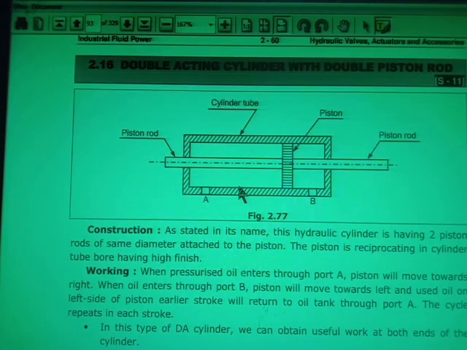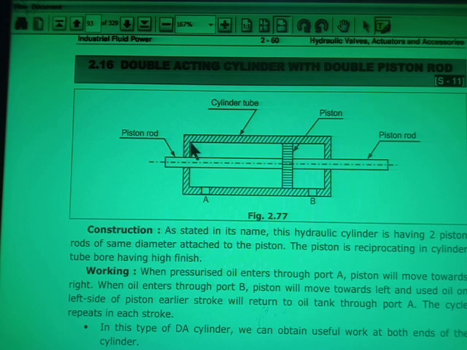Now the third type of cylinder you have to finish is known as the double acting cylinder with double piston rod. When you want to perform work on both sides of the piston stroke, so when the piston moves in this direction, here also you want to perform some work. When the piston moves in this direction, here also you want to perform some work. For that purpose, a double acting cylinder with double rod piston is used.